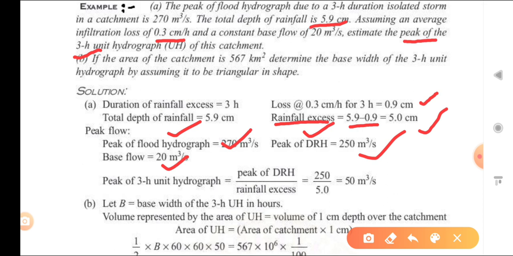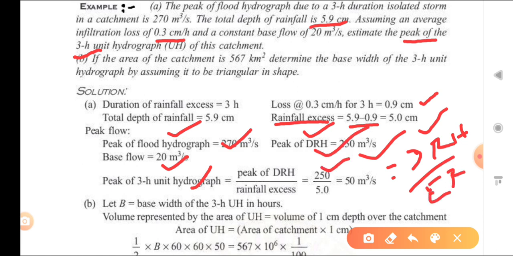And how are we finding the ordinate of the unit hydrograph? We have seen that. We are finding it as DRH divided by ER. So you have calculated the DRH peak also. How much is it? 250. And what is the ER? ER is 5 centimeter. So you divide that and it will be 50 meter cube per second. Okay, so one part you have calculated.